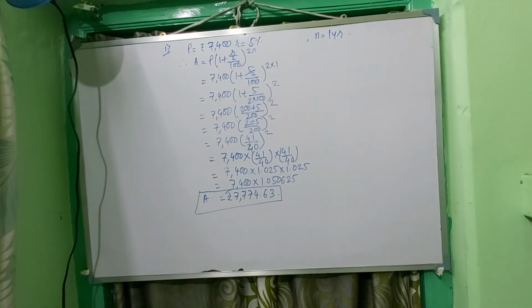The answer, the amount required, will be 7,774.62. If you invest 7,400, at the end of 1 year, compound interest half yearly, you will be getting the amount as 7,774.62. That's all for today of two sums.